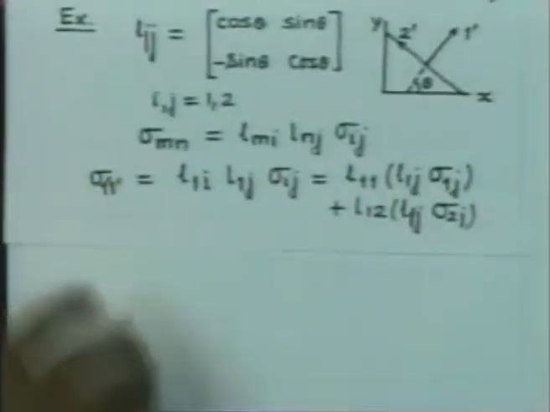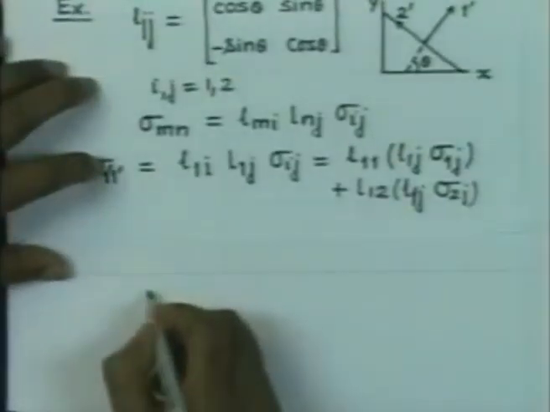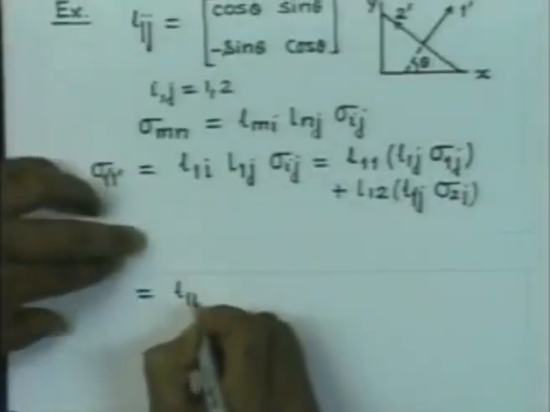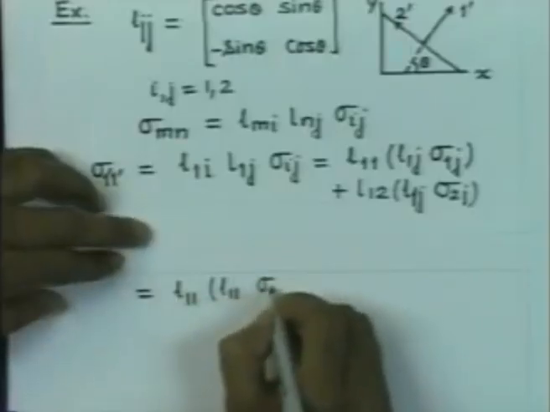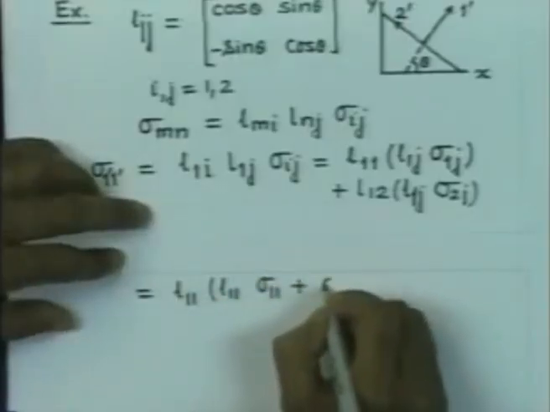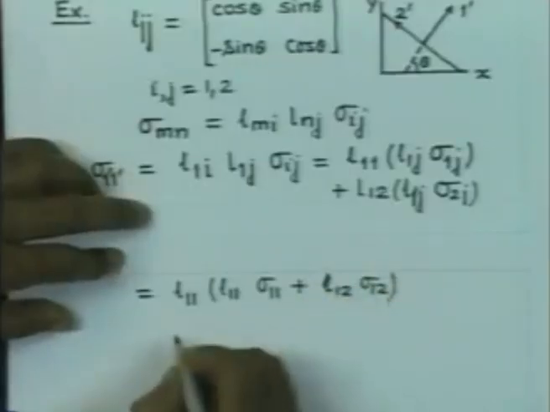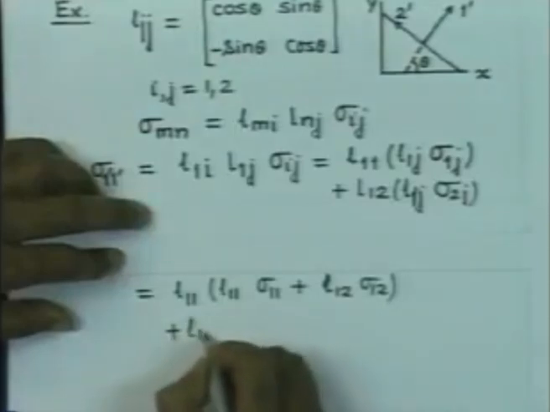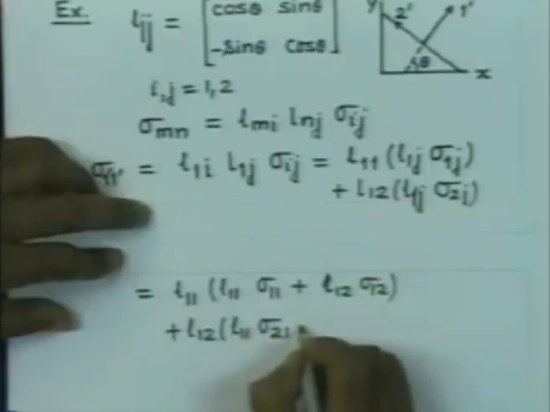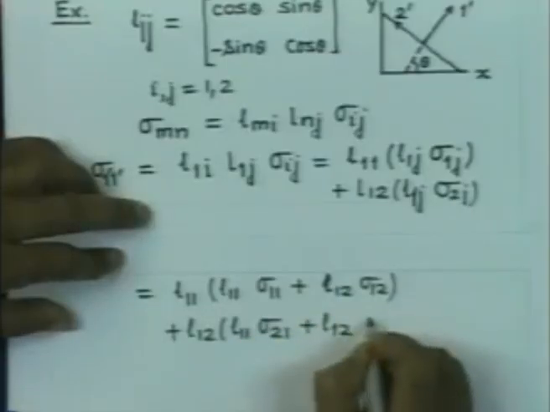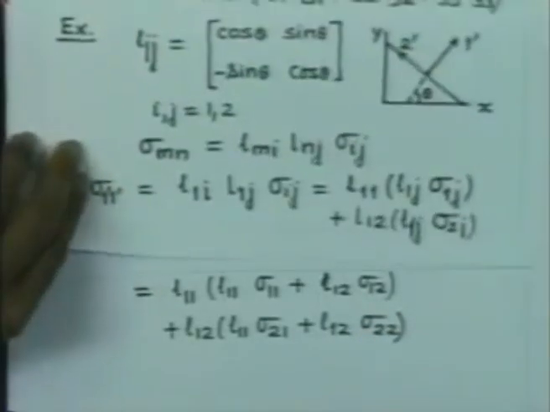So, we can expand it further. This is equal to L 11 L 11 sigma 11 plus L 11 L 12 sigma 12 plus L 12 L 11 sigma 21 plus L 12 L 12 sigma 22. So, now we will try to substitute the values.